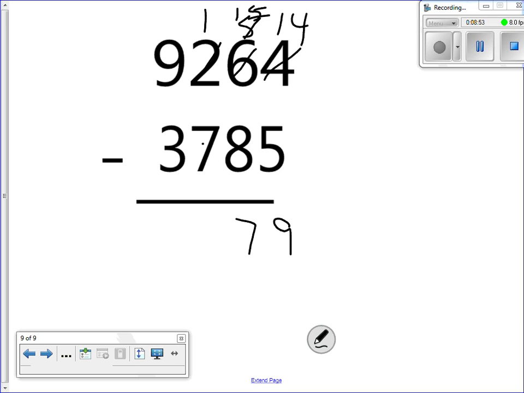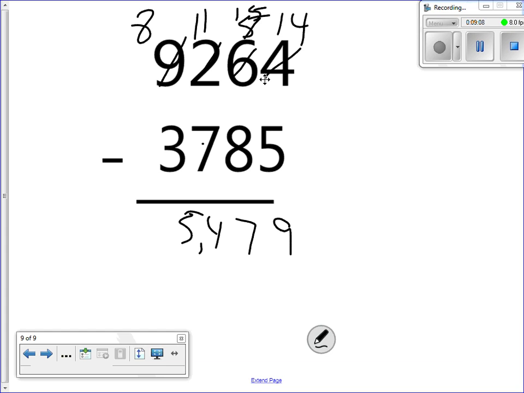I can't take 7 from 1, so I have to borrow over to the left. This becomes an 11. 11 minus 7, I've got 4. 8 minus 3, I have 5. There's no decimals, this becomes a comma.